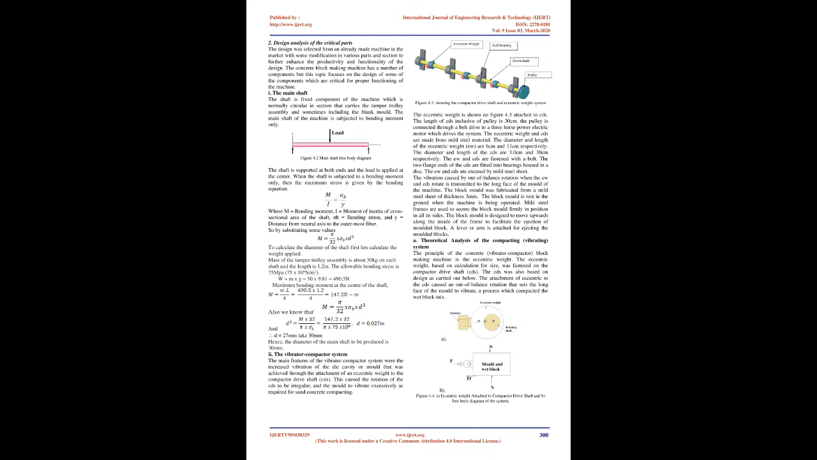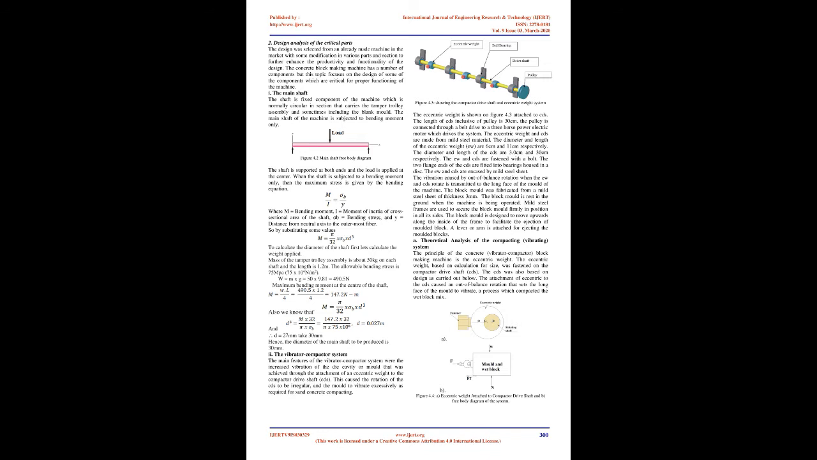The main shaft. The shaft is a fixed component of the machine which is normally circular in section that carries the tamper trolley assembly and sometimes including the blank mold. The main shaft of the machine is subjected to bending moment. The shaft is supported at both ends and the load is applied at the center.